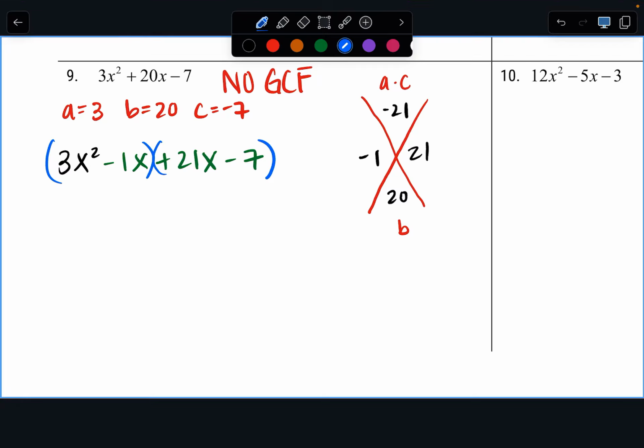That should be a -1, just because in your work they don't match right now. So that should be 3x minus 1. And then your answer is correct in the end.